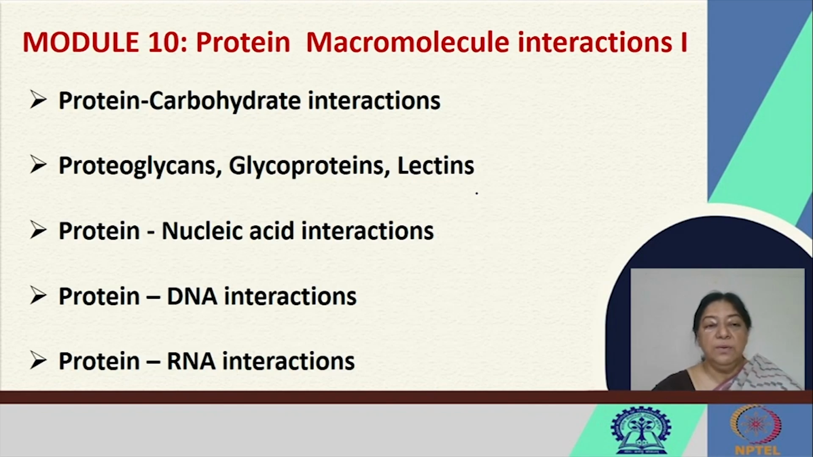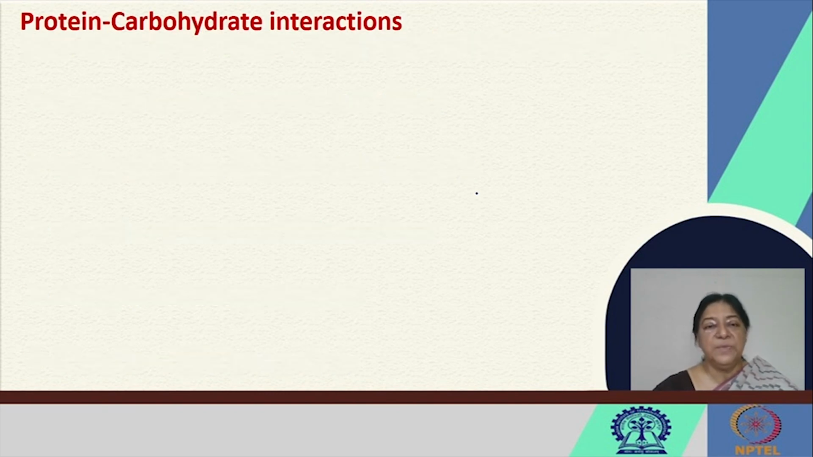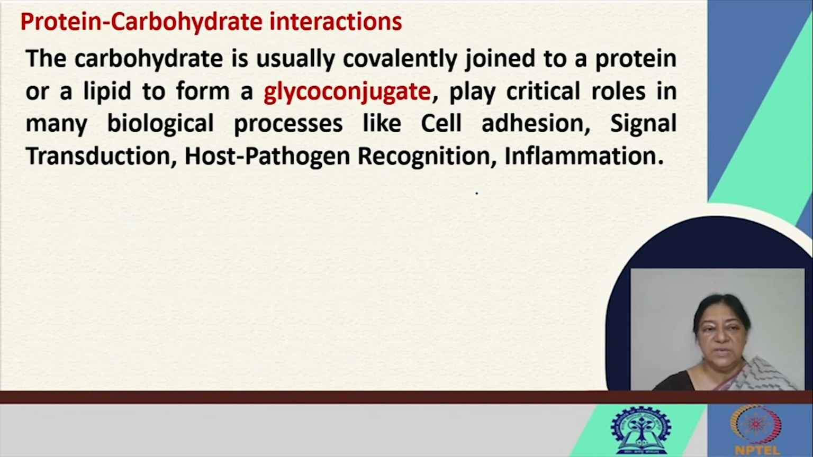In Modules 10 and 11, we looked at protein macromolecule interactions. Considering that protein-protein interactions are extremely important in many biological processes, we understand that the specific interactions with carbohydrates and nucleic acids are important in many aspects of the processes that occur in the body. If we look at protein carbohydrate interactions, the carbohydrate we found out is usually covalently joined to a protein or a lipid that forms a glycoconjugate.